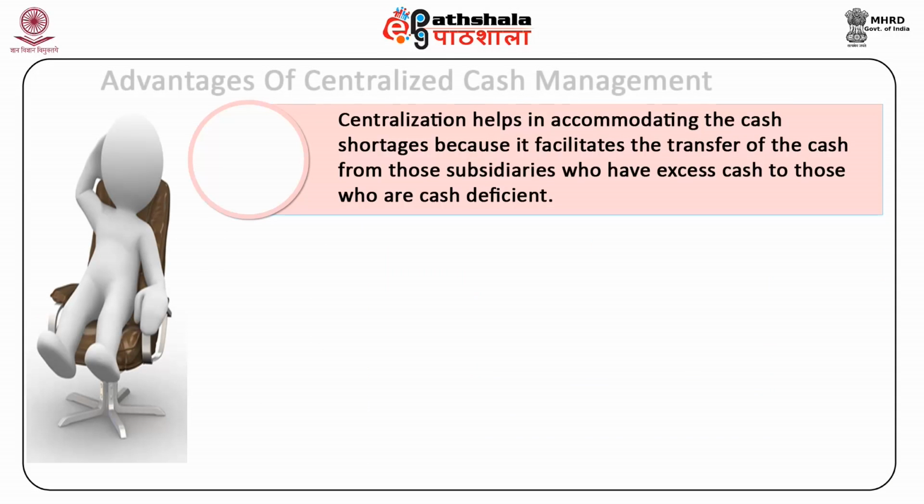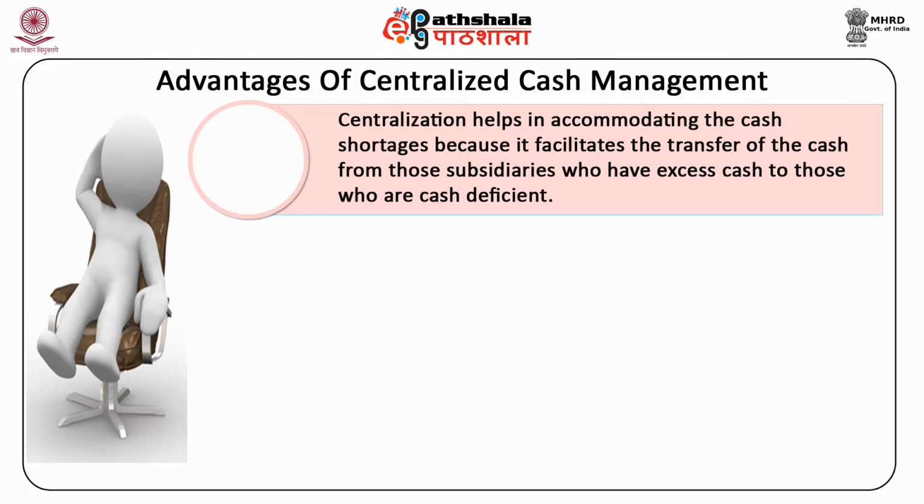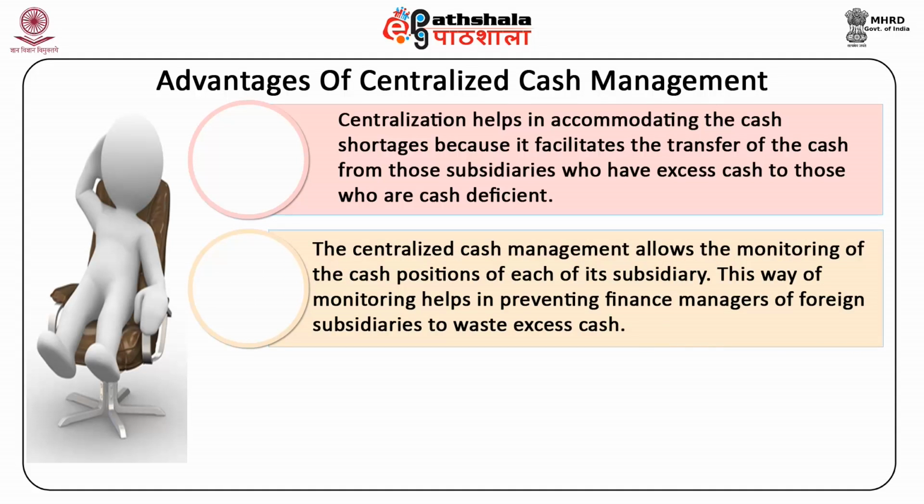Centralization helps in accommodating cash shortages because it facilitates the transfer of cash from those subsidiaries who have excess cash to those who are cash deficient. It can be in the form of loans given by one subsidiary to another. Centralized cash management allows the monitoring of the cash positions of each of its subsidiaries. This monitoring helps in preventing finance managers of foreign subsidiaries from wasting excess cash.